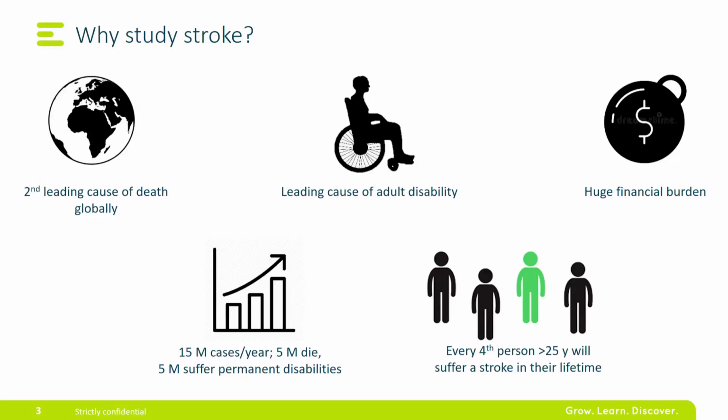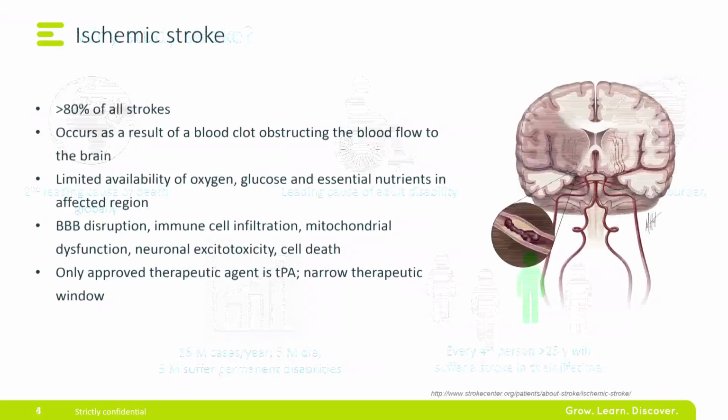Now, why is it important to study this type of disease? Well, stroke is the second leading cause of death globally, and it is the leading cause of adult disability. You can imagine that that comes with a huge financial burden, but also every fourth person over the age of 25 might suffer a stroke in their lifetime. So you can imagine how tremendous the impact is on society. Now, what is ischemic stroke?